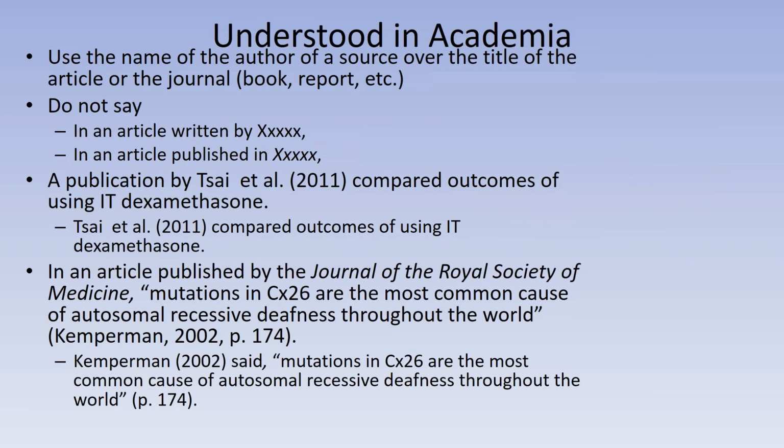Okay, understood in academia is that we do not use the title of a source or journal article or the name of the publisher. We use the name of the author. We like to give credit to the people that did the work. So do not say that an article was written by so-and-so or an article published by so-and-so. Use the author's name. So in my example here, a publication by Tsai et al.